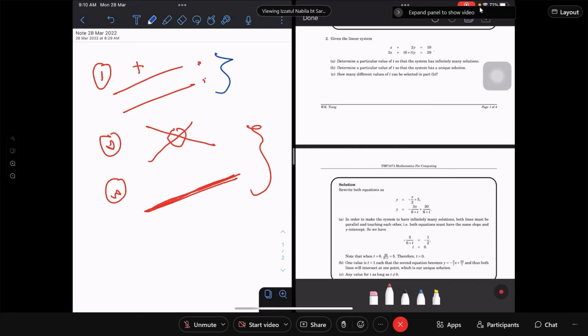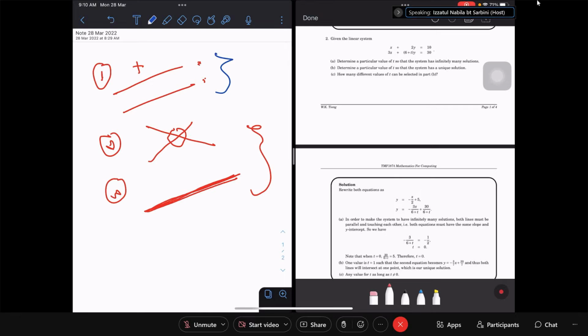Alright. As for question 2, it is similar to question 1. The understanding is similar. So you are given two linear equations. For A, you have to determine the value of t when it has many solutions. In this case, if it has many solutions, it's the same thing. Many solutions must mean the lines intersect in many places, right?